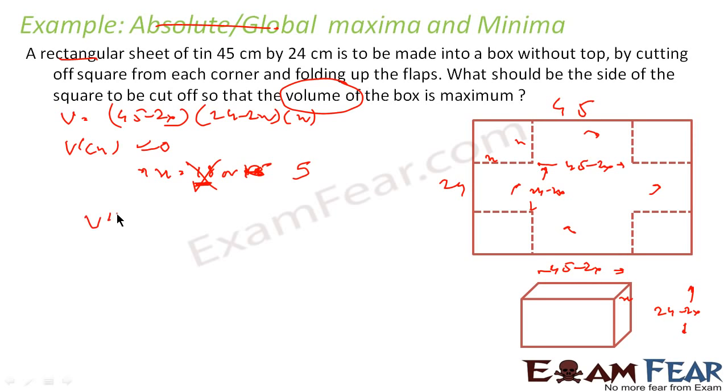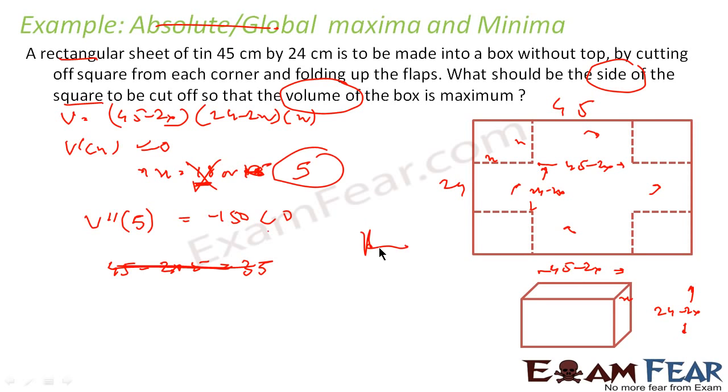Now I have to check whether this actually is a maximum or minima. So I'll find v double dash of 5, and I'll find that this comes out to be minus 156, that is less than 0. So that means my 5 is correct. If 5 is correct, my sides will be 45 minus 2x, that is 45 minus 2 into 5, that is 35 is one side. Then actually we are asking for the side of the square that is to be cut, so that is x only, so we need not find anything. So that is x and that value is 5, and that is my answer.